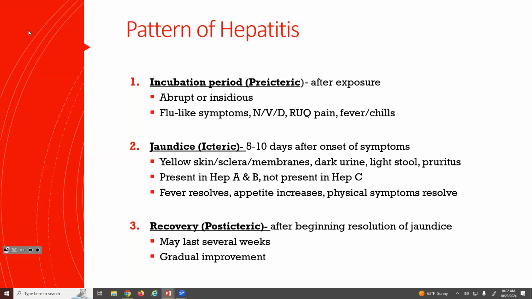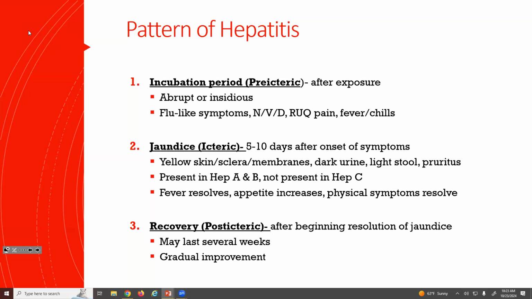Okay. Then it moves into the icteric portion, which is where you start to see some jaundice. Okay. 5 to 10 days after you start to have symptoms. Okay. So again, yellow skin, looking at the sclera, the mucous membranes, okay? Dark urine, light stool, all the things we talked about with our jaundice, and then itching, okay? The buildup of bile and things like that in the body itches very, very badly. You see this in hepatitis A and B, but we actually do not see this in hepatitis C, so that's your main difference there, okay?